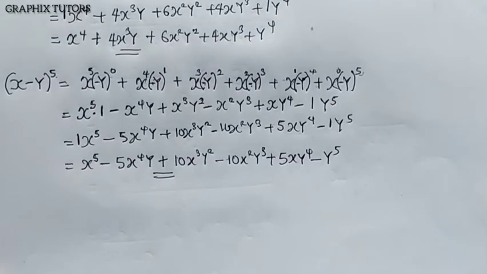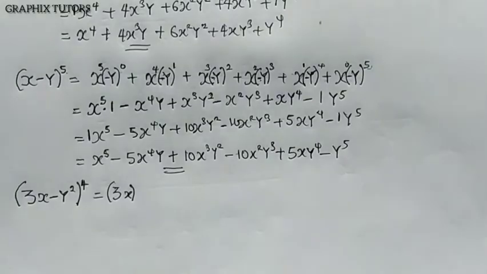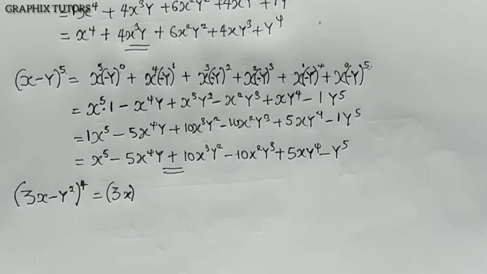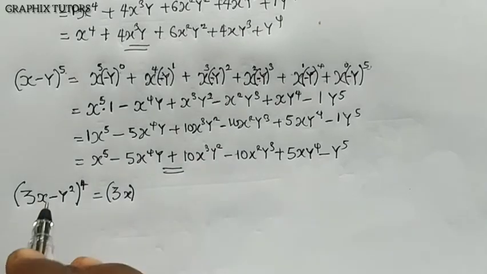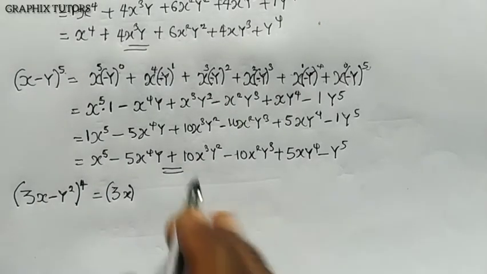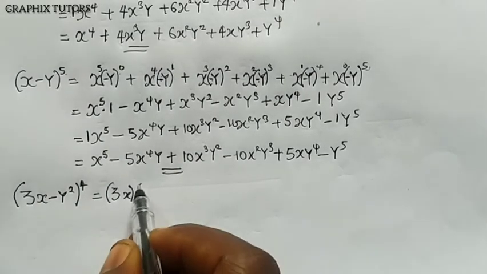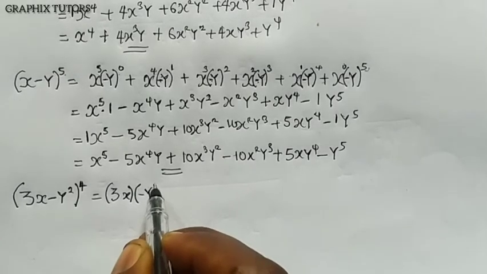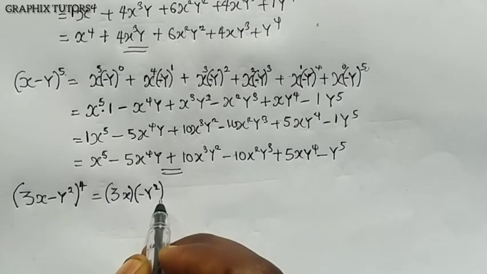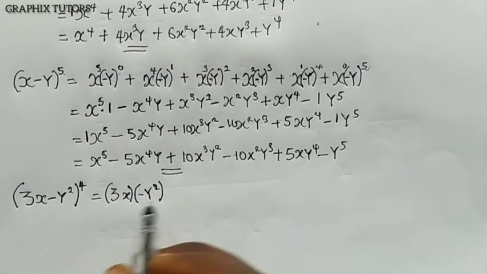Now let's look at this other example. We have (3x minus y^2) to the power of 4. What you have to do is take them separately into 5 places. So I have 3x, into bracket, minus y^2. Alright, so this is 1.